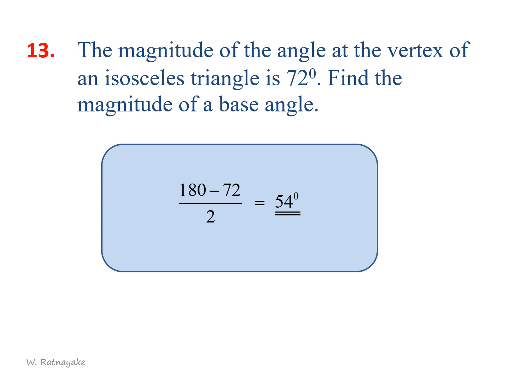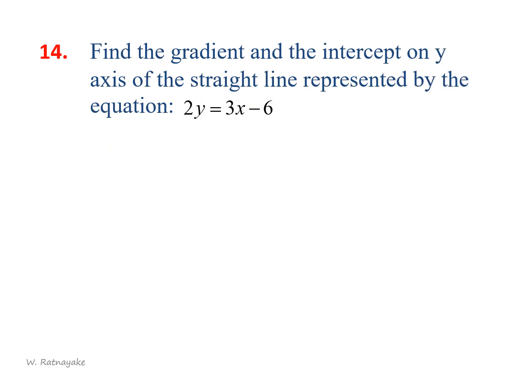We will go to question number 14. There, find the gradient and intercept on the y-axis of the straight line represented by the equation 2y equals 3x minus 6. Here, the equation of the straight line is given as 2y equals 3x minus 6.